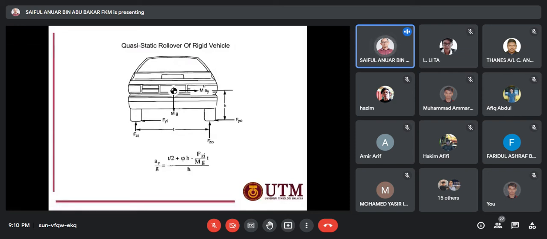This is the equation that has been summarized from Gillespie. This is the equation where you can determine the quasi-static rollover of a rigid vehicle, meaning that there is no deflection. So the idea is to get this one.